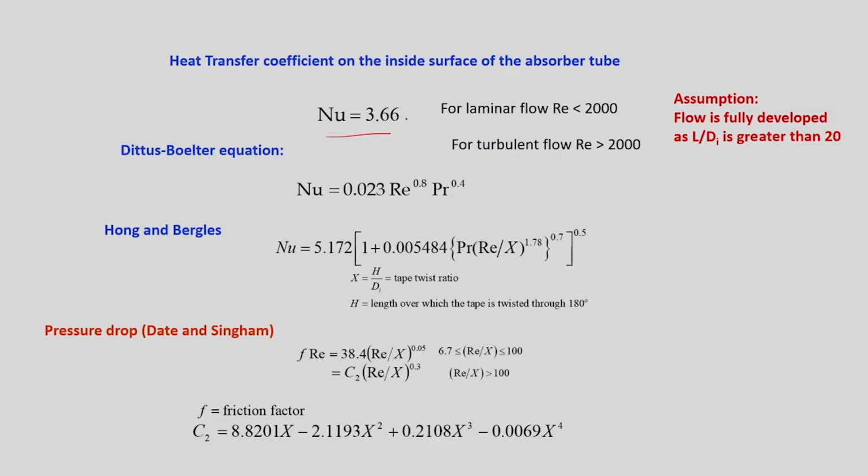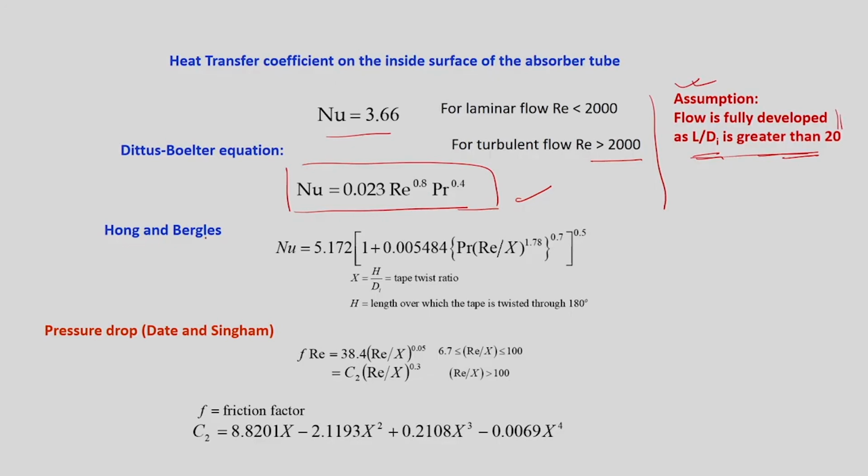Nusselt number is equal to 3.66 for flow having Reynolds number less than 2000. If the flow is turbulent, having Reynolds number more than 2000, then we need to use the correlation developed by Dittus-Boelter, which is something like this. Nusselt number is equal to 0.023 multiplied by Reynolds number to the power of 0.8 and Prandtl number to the power of 0.4. So, we can calculate the heat transfer coefficient on the inside surface of the absorber tube by using these correlations. But while using this correlation, we must pay attention to the assumption that the flow is fully developed, and it is valid as L by Di is larger than 20. Under that condition we can use it, with the flow fully developed, and we can have this kind of expression.